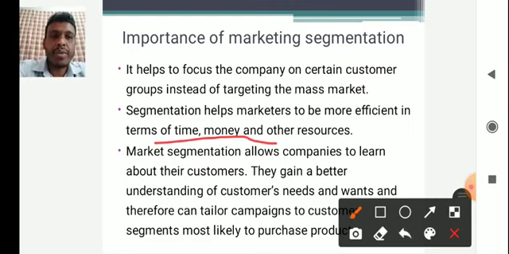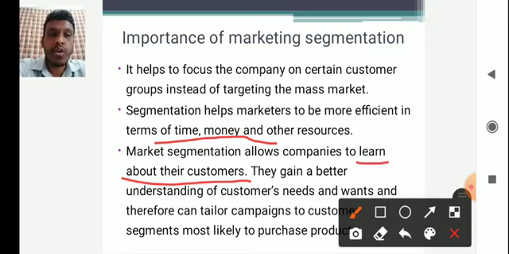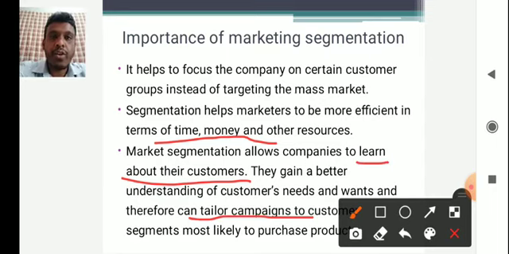Market segmentation allows companies to learn about their customers. When you are segmenting the market, you will learn about your customers. Then you can gain a better understanding about why they are purchasing these items, how much they are purchasing, and if they need any changes in the product. If any change in the 4 P's, that is product, price, place, promotion, is needed, you can tailor the marketing campaigns, and you can come up with campaigns which are suitable for your target audience or the segment that you are marketing to.